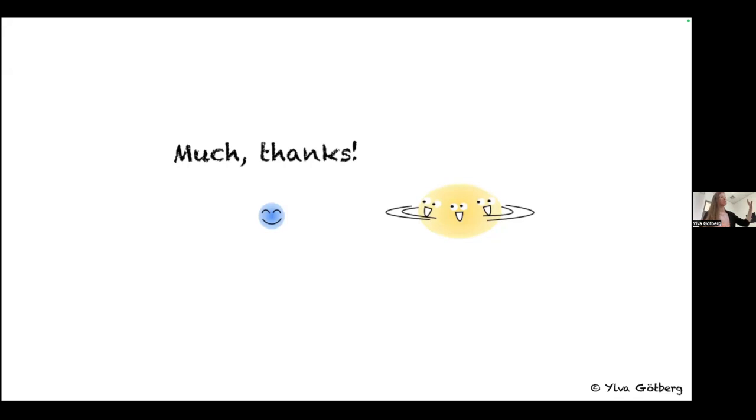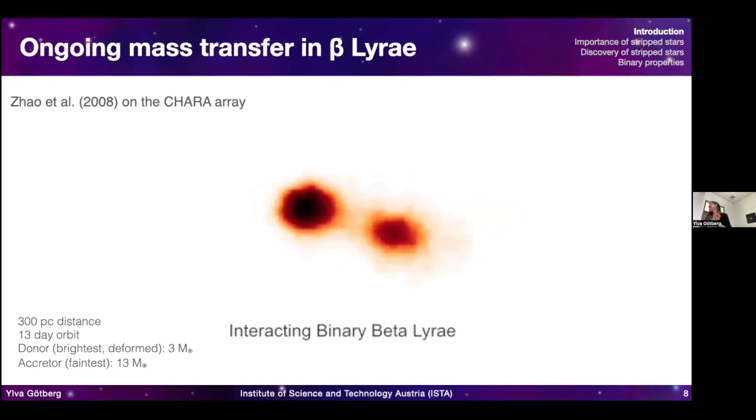Actually, mass transfer is something that has been seen. These are interferometric observations of Beta Lyrae. Beta Lyrae is also called Sheliak. It's a star that has a name. It's at about 300 parsec distance, and it's a binary. As you can see, the dark star here is deformed into a drop-like shape. It's currently undergoing mass transfer.